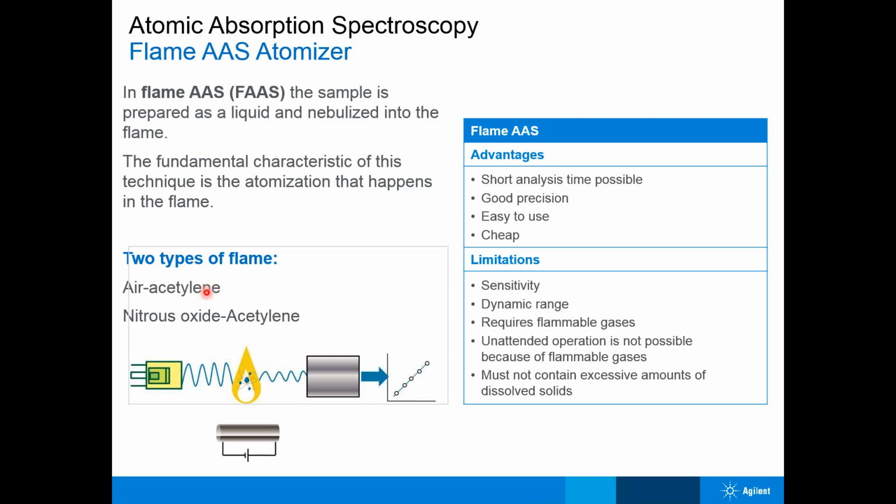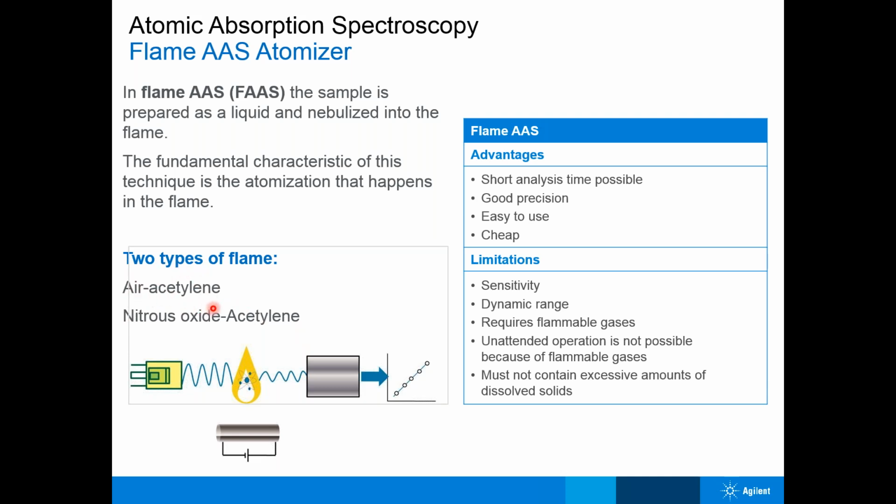This is the reason why, when you quantify an element like calcium, you have to use the nitrous oxide acetylene flame. Similarly, if you are working with refractory elements like aluminum, again you have to use the nitrous oxide acetylene flame. Otherwise, for simple elements like lead, cadmium, iron, copper, manganese, magnesium, sodium, and potassium, you can easily do all of those using the air acetylene flame.